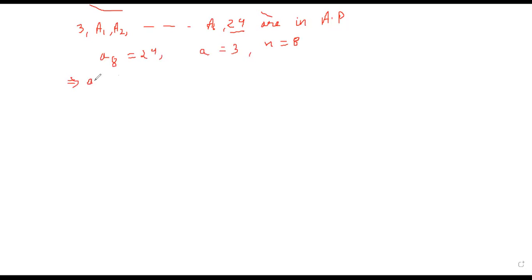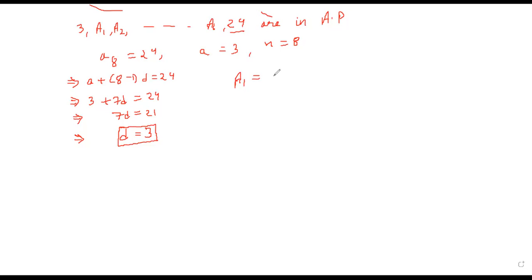So if we use the formula for the 8th term, a plus n minus 1 into d equals 24, the value of a is 3, so 3 plus 7d equals 24. It implies 7d equals 24 minus 3, 21, and it implies d equals 3. So when we find the common difference 3, now it is very easy to find the next 6 terms, which are the 6 arithmetic means.